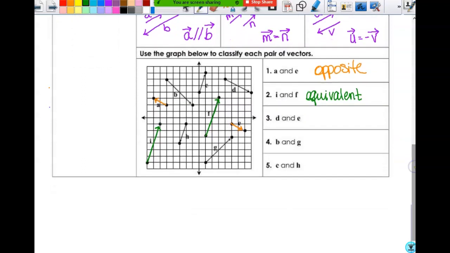Okay, so then let's find D and E. So here's D, and here's E again. Clearly not the same size, right? But are they going in the same direction? Yes, and that makes them what? Parallel.